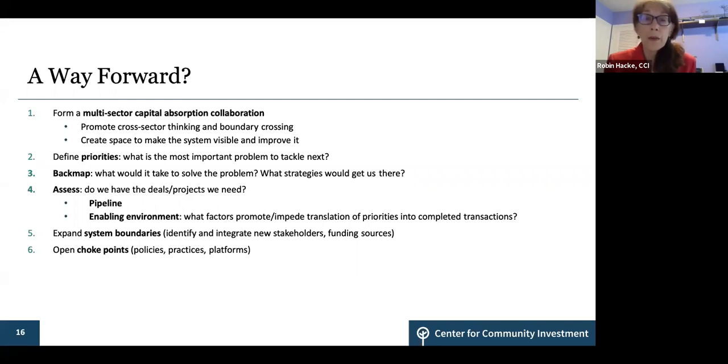And then the path is pretty clear. You start from what's the important problem, you back map what would it take to solve it. You try to figure out, do we already have deals moving and we just have to accelerate them? Or do we actually have to create them? And if we have to accelerate them, what's getting in the way? How would we change that? Who can we invite to the party that would help us? And where do we get stuck?